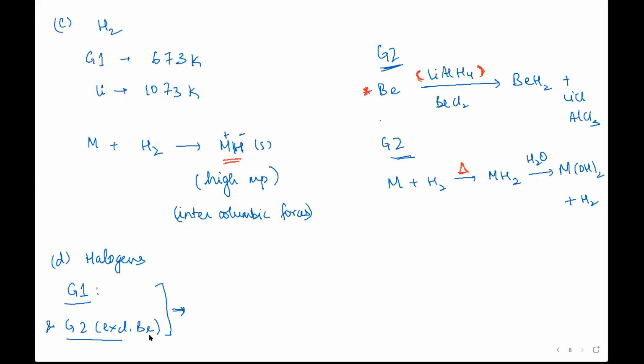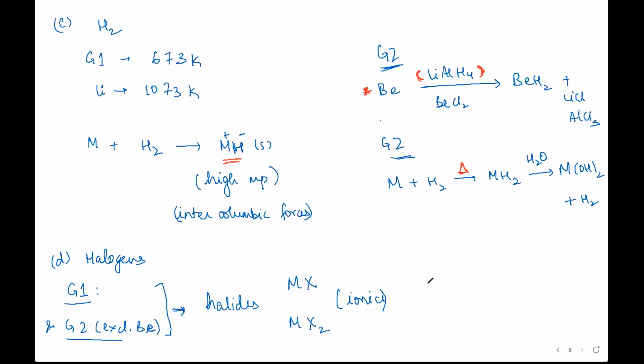All right. So group 1 and group 2 excluding beryllium follow similar kinds of reactions. Both of them form metal halides. Group 1 halides are in the form of MX, group 2 is in the form of MX2 because of their valencies. All of them are ionic compounds.